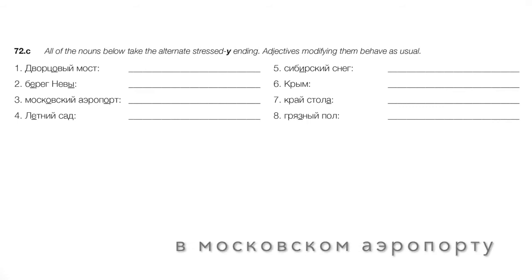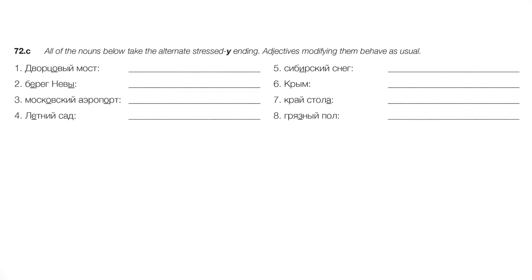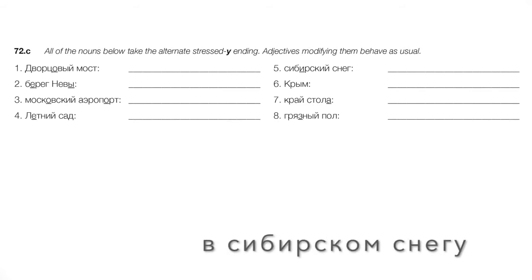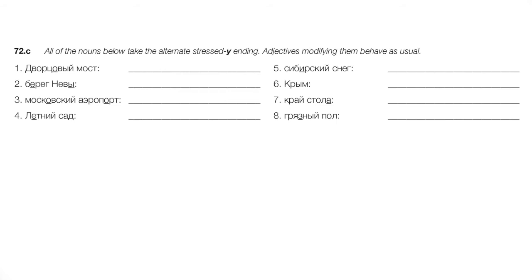That may be one of the most common ones, especially if you're traveling, obviously. Four, in the summer garden in Petersburg. V letnem sadu, note that letny is a soft adjective. In the Siberian snow, v Sibirskom snegu. In the Crimea, that would be v Krymu. Right. Again, that's also a bit unusual because it's a peninsula, so you would think it might be na Krymu, but usually it's simply v Krymu. On the edge of the table, here's a soft masculine noun that does this, na krayu stola, and on the dirty floor is na gryaznom polu.